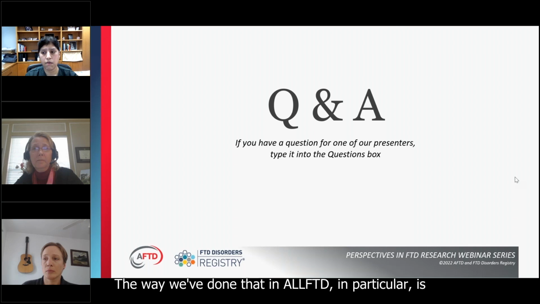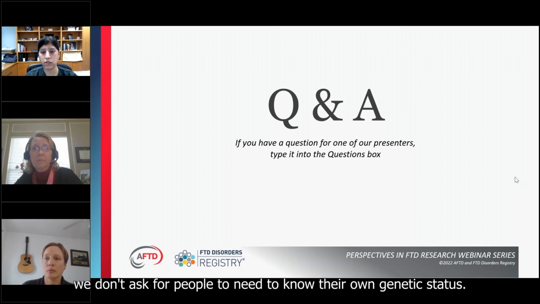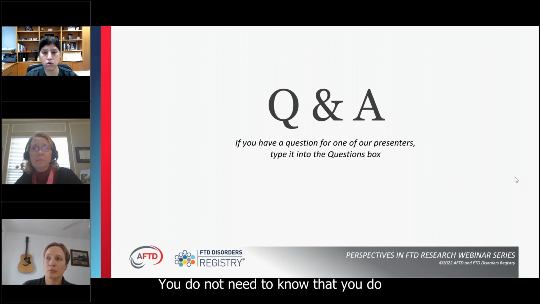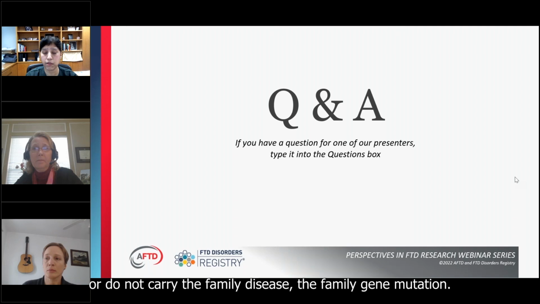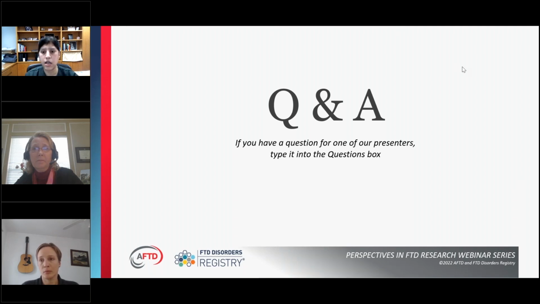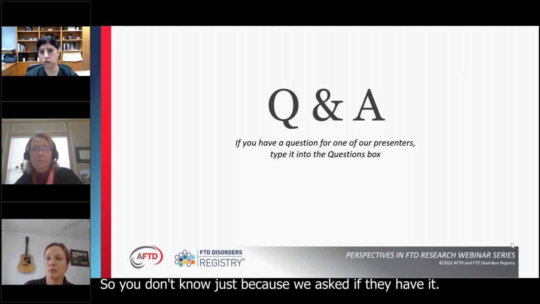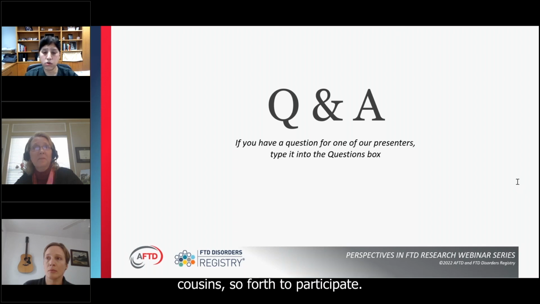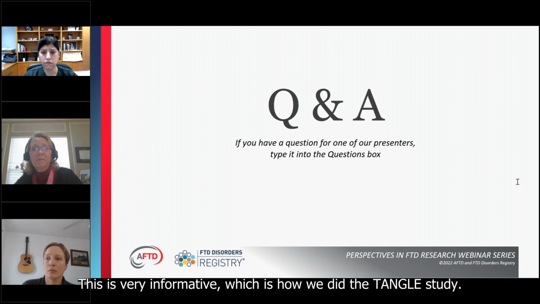Certainly. So far, the way we've done that in FTD in particular is we don't ask people to need to know their own genetic status. You do not need to know that you do or do not carry the family gene mutation, rather just that there is a family history from one arm of the study. And that means your siblings. When we ask you, you don't assume, oh, that must mean I must have it, right? So we come and ask you and your siblings, cousins, and so forth, and that way we basically have some controls amongst you. It's actually very informative, and it is how we did the Tangle study as well.